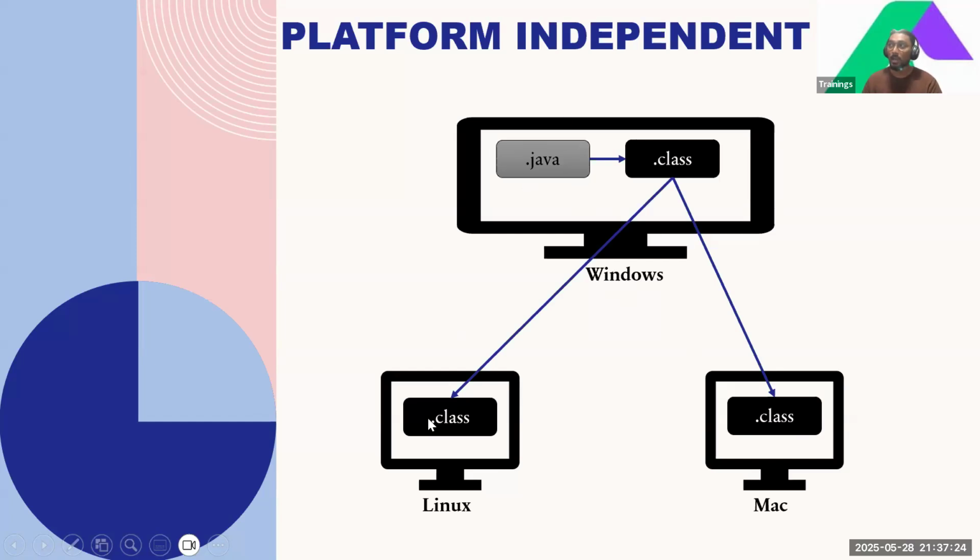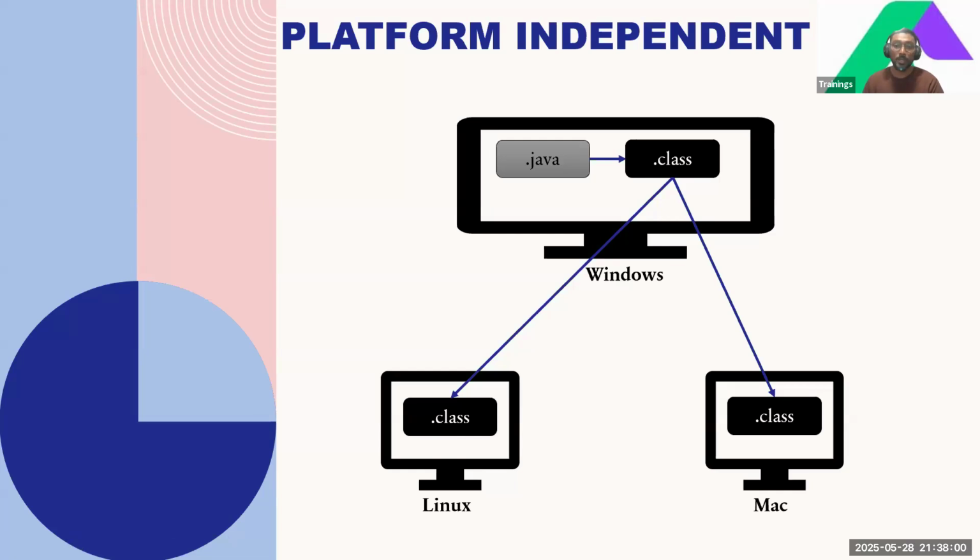So write once, run anywhere. It is not required that you write the code for Linux, and then write the code for Mac separately. The same code will work. The same code you can execute on any platform. That makes Java platform independent, meaning write code once and run anywhere. Clear, everyone? Okay. So these are the features of Java.